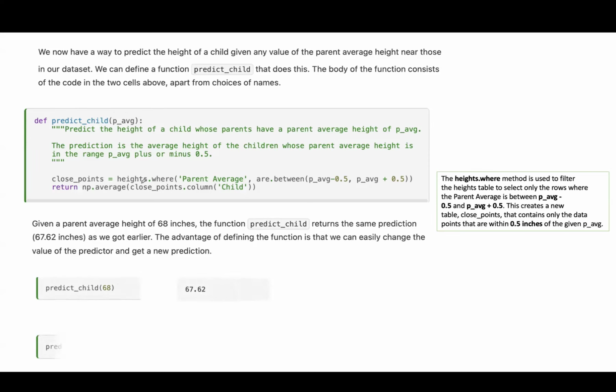You can pass in another value. Like, let us predict the child where the p average is 66. In that case, we expect the child height to be 66.08, 64, and so on. We're basically finding the predicted y value, or as you remember, y hat that we described at the beginning of the class.